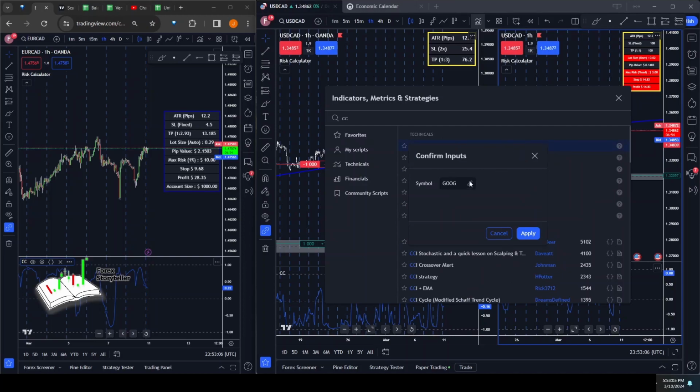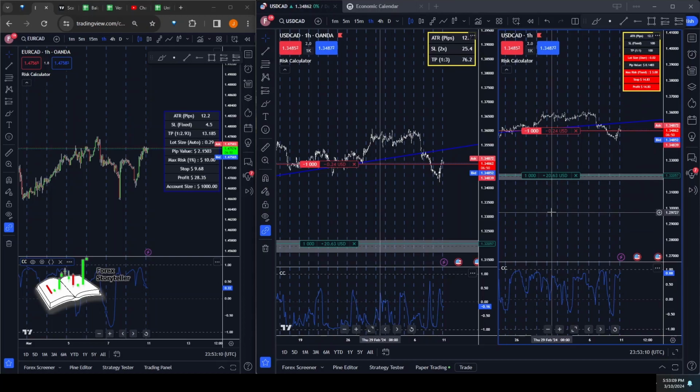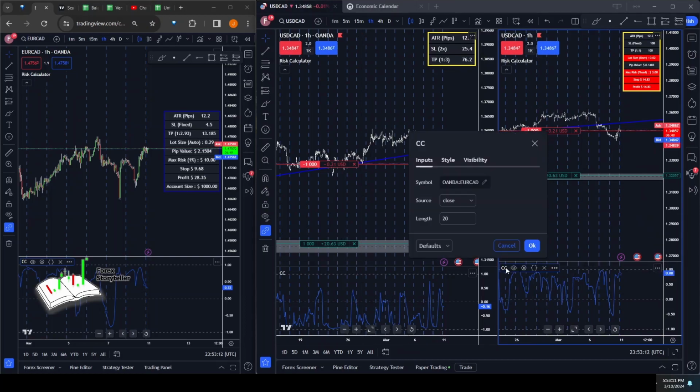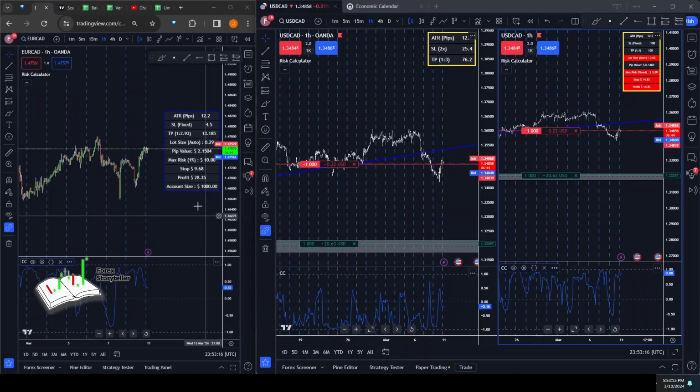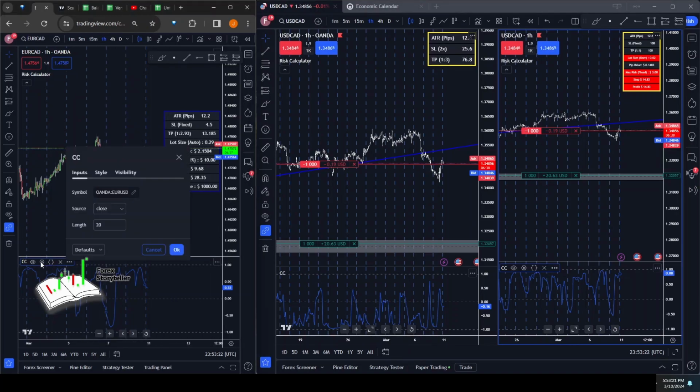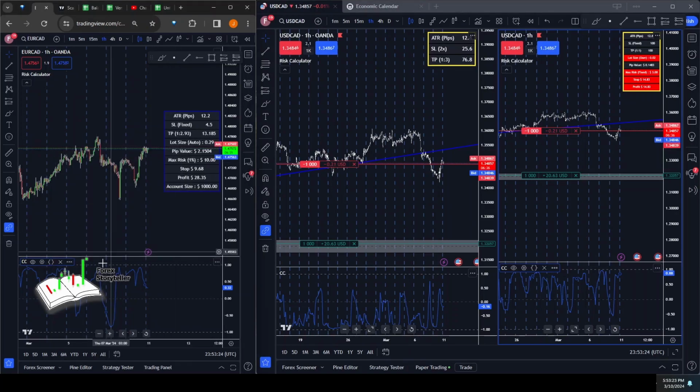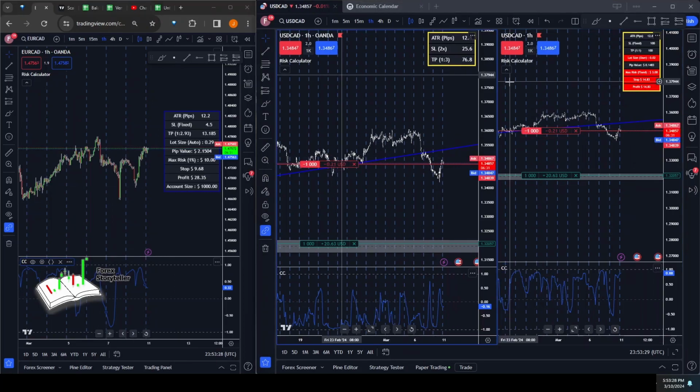And then you'll just have to add the symbol. So right now, the way I have this set up, I have the USD CAD, and this one is comparing to the Euro CAD. So you can see the Euro CAD and the USD CAD have a positive correlation. If we look at the Euro CAD, I have it set to the Euro USD. It is positive correlation to the USD, the Euro USD.